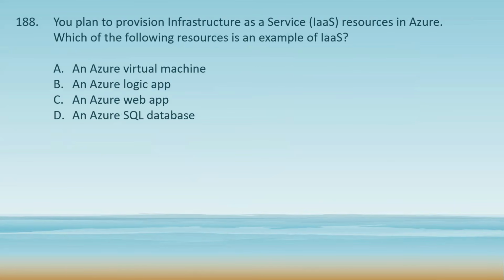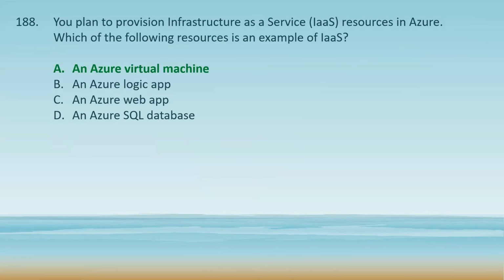Question number 188. You plan to provision infrastructure as a service resources in Azure. Which of the following resources is an example of infrastructure as a service? Your options are Azure Virtual Machine, Azure Logic App, Azure Web App, Azure SQL Database. And the correct answer here is Azure Virtual Machine, which is an example of infrastructure as a service.